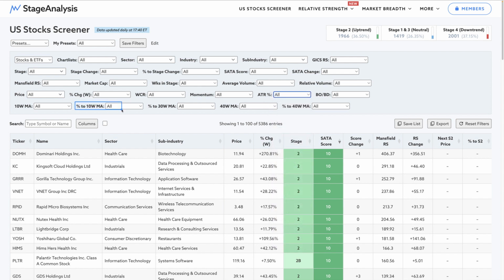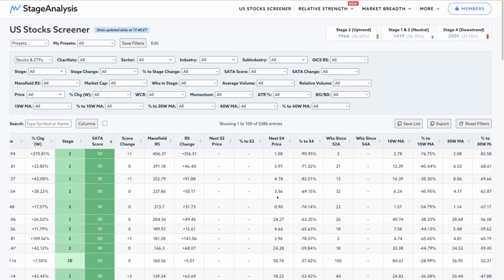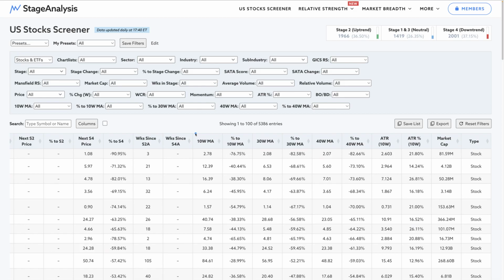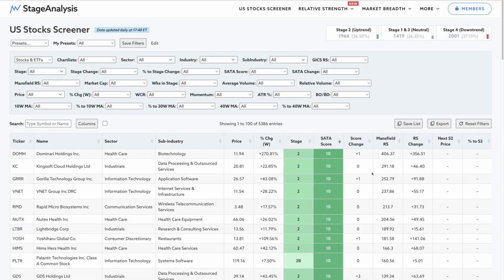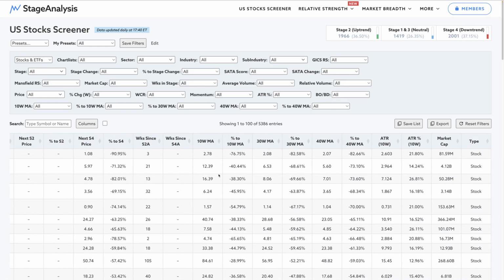So these 3 filters at the end are the distances from the various moving averages. So this is the percentage from the 10-week moving average. So again, I've added this in the table. So if we scroll along here, we've got the 10-week moving average, we've got the percentage to the 10-week moving average here. So you can see at the moment with these really obviously strong stocks that are miles above their various moving averages here, it's a 76% drop in order to get back to the 10-week moving average level, and a 40% drop for this one. So those are extremely extended.